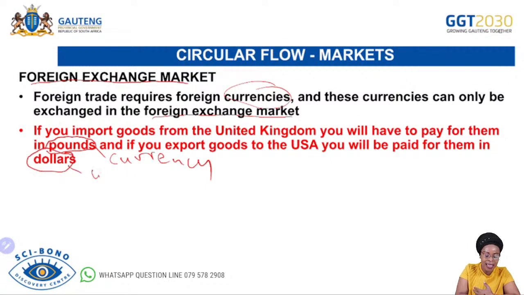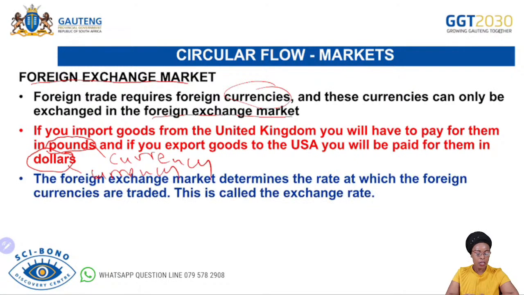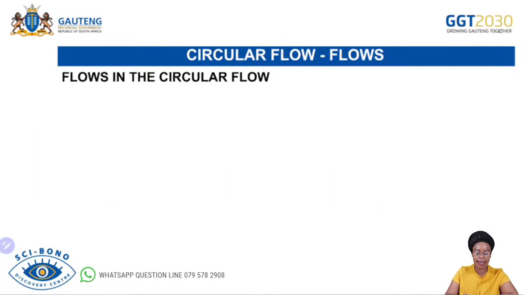So dollars are USA currency. So where are they sold? At a foreign exchange market. The foreign exchange market determines the rate at which foreign currencies are traded. This is called the exchange rate, where one country's currency can be sold in exchange for another country's currency. It's called an exchange rate.